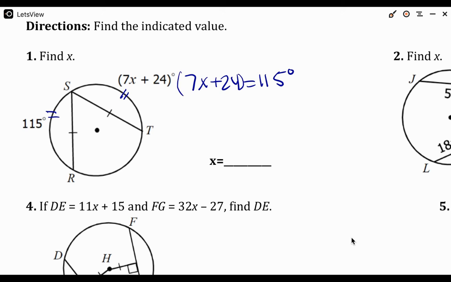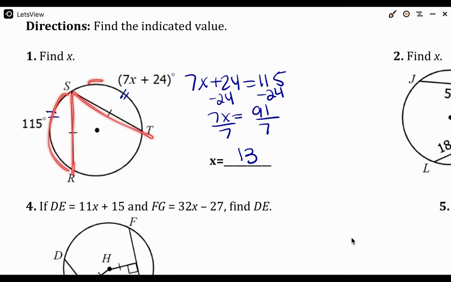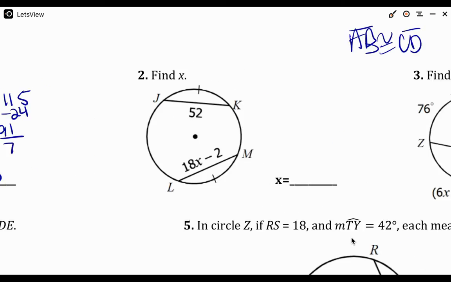Okay, so these two little degrees are equal. So we don't really need the parentheses and the degree symbols. Just solve it like normal. So minus 24 from each side, so we get 7x is equal to 91. Divide by 7. 91 divided by 7 gives us an x of 13. Okay, so chords were equal, so arcs were equal.